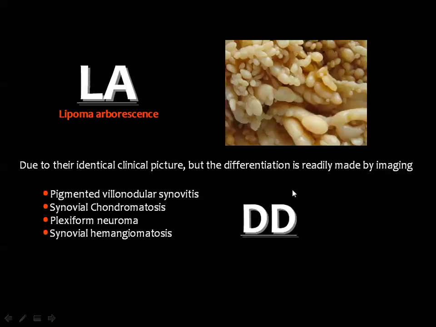Lipoma arborescens may be differentiated from pigmented villonodular synovitis. This lipoma does not enhance. Synovial osteochondromatosis will not show the signal of fat in all sequences. Plexiform neuroma will enhance with contrast material, and synovial hemangiomatosis will not show the signal of fat in the T1 weighted image.